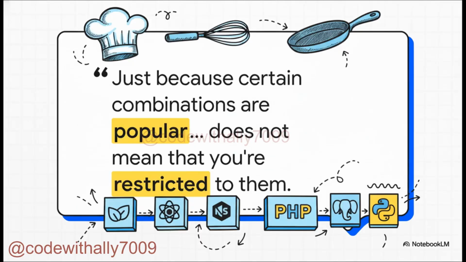But you know what? Don't forget this crucial bit of advice. These stacks, they're just popular recipes. You are the chef in this kitchen. You don't have to follow them exactly. You can absolutely swap out ingredients. Want to use React on the front end but connect it to a Python backend? Go for it. Want to use Node.js but with a different database? You can do that too. Nothing is set in stone.